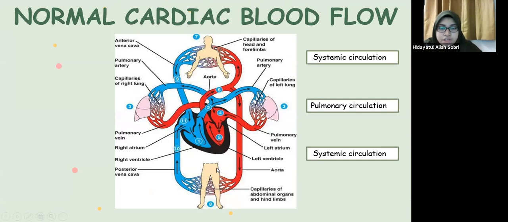When the cells of the body receive oxygen, they release carbon dioxide. The carbon dioxide from the lower part of the body and the upper part of the body and the head will be transported into the inferior vena cava for the lower part of the body and the superior vena cava for the upper part of the body.